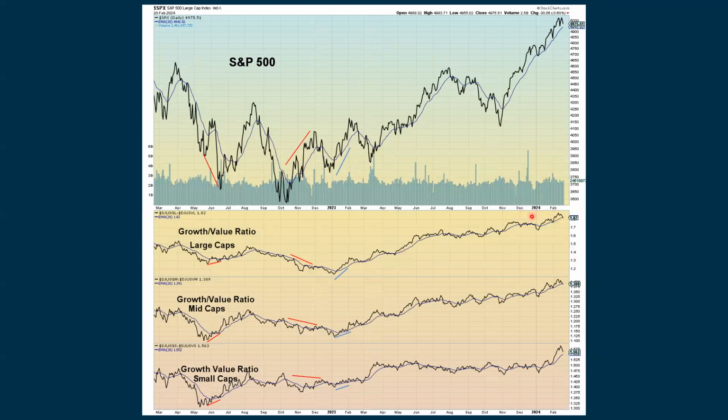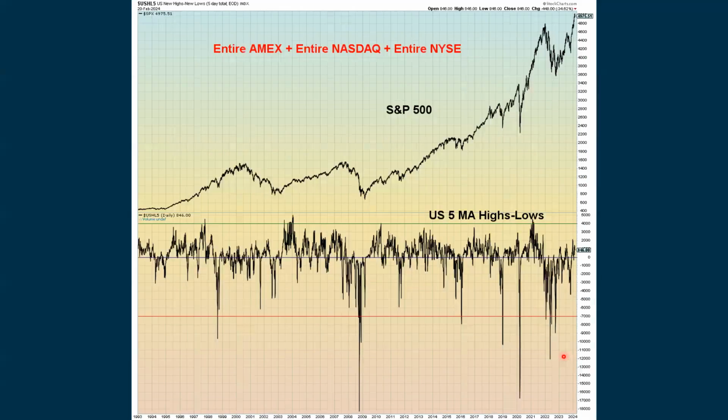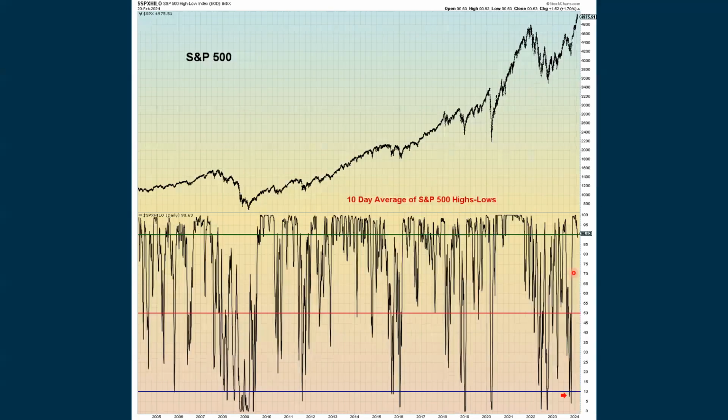So we're seeing some weakness with the large caps, mid caps, and we're still above the moving average with the small caps, but there was some weakness in Tuesday's session. We're still positive with the 5-period moving average of the highs minus the lows, and we measure that across the Amex, NASDAQ, and NYSE. We came back above this green line here. We dropped below, but now with our 10-day average of the S&P 500 highs minus the lows, we're starting to get extreme positive again as it's going back and picking up what it wants to use as part of its calculation.